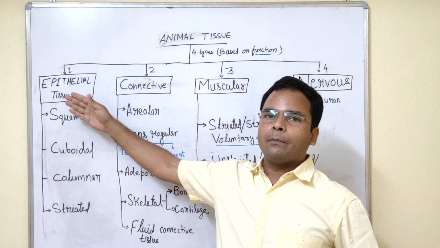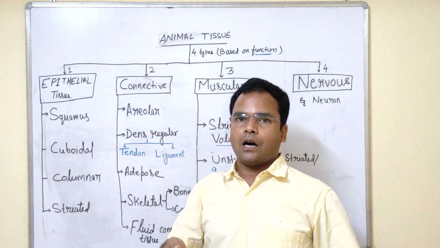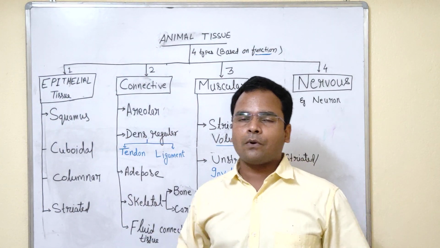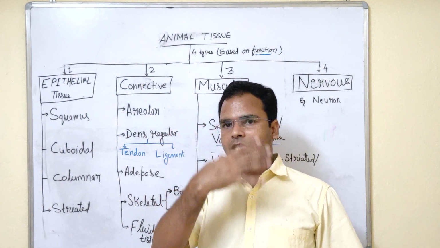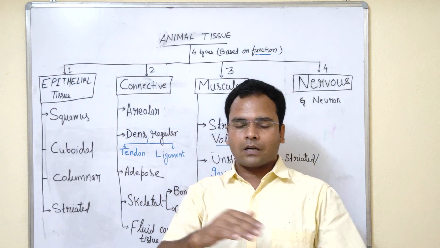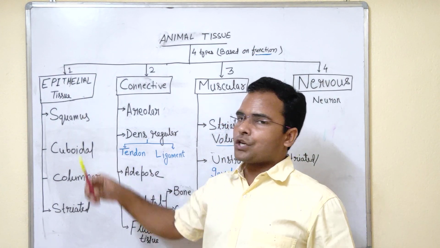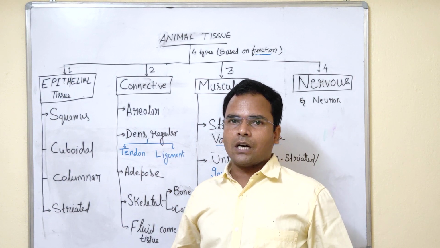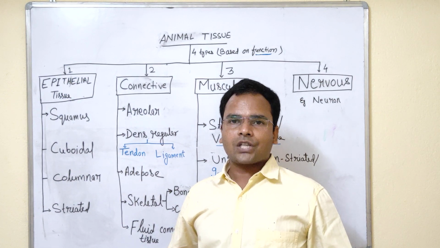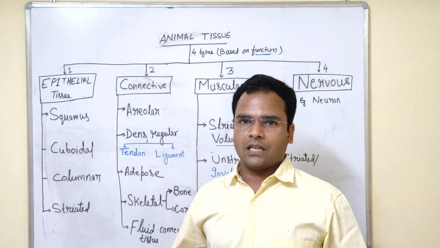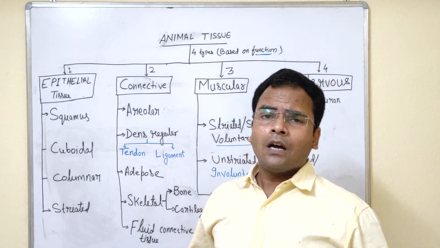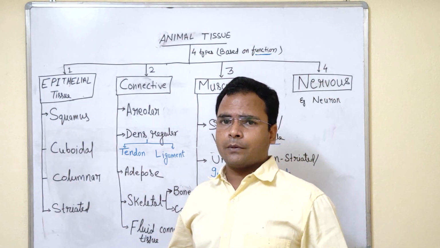Epithelial tissue: "epi" means upper part, the outer part. The tissue which makes the external part, or the outer part, or the edge, is epithelial tissue, and all these epithelial tissues are primarily protective in function. They are protecting us. We will come in detail to the different types of epithelial tissue.